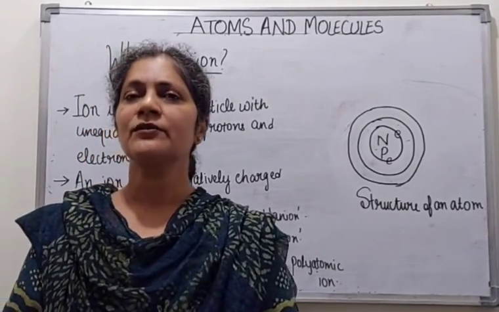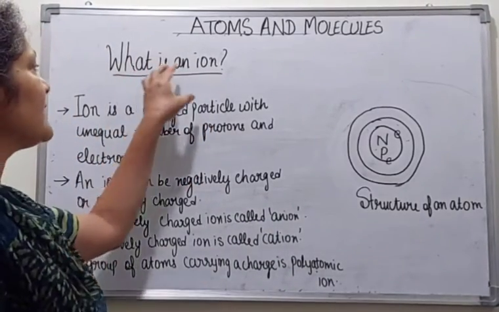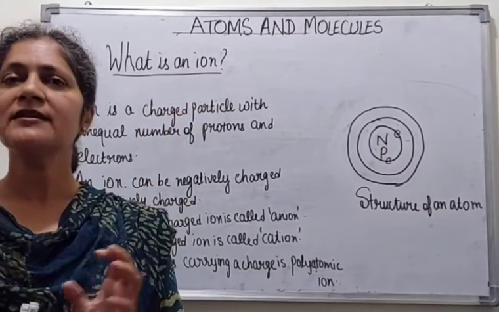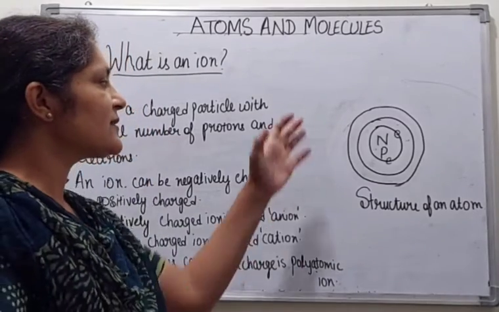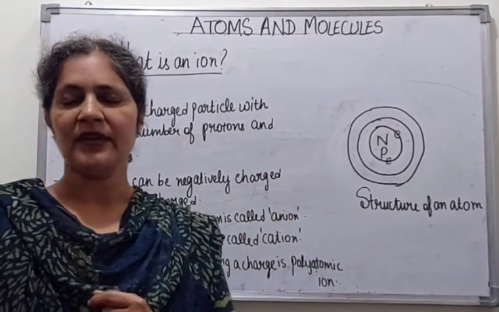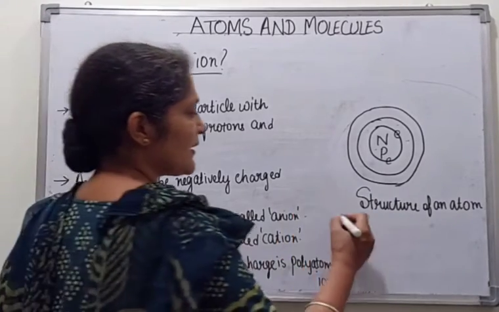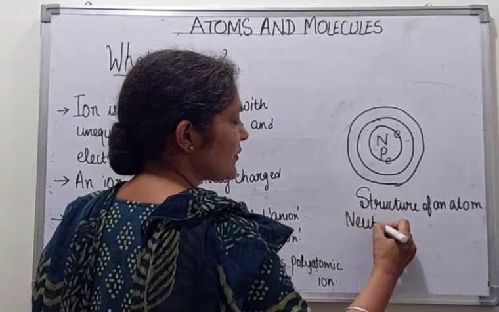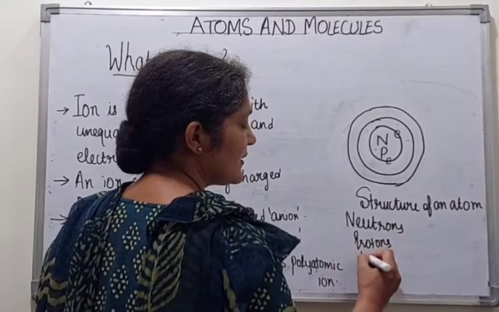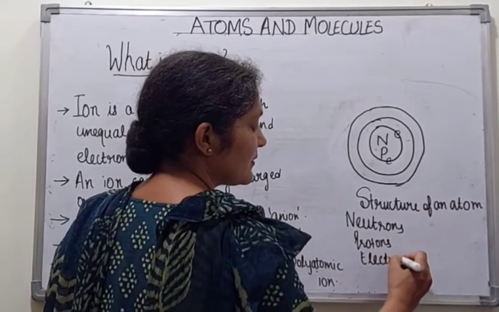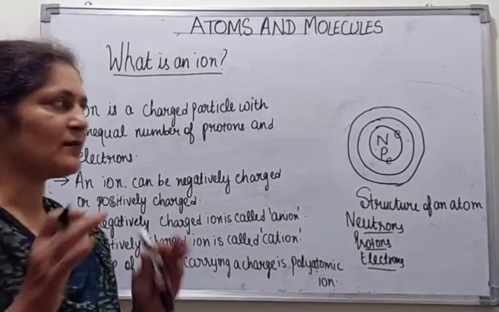Now students, today we are going to discuss another topic, that is, what is an ion. To understand this topic, I will tell you one thing first. We see the structure of an atom. As we have discussed earlier, the atom contains three subatomic particles: neutrons, protons, and electrons.